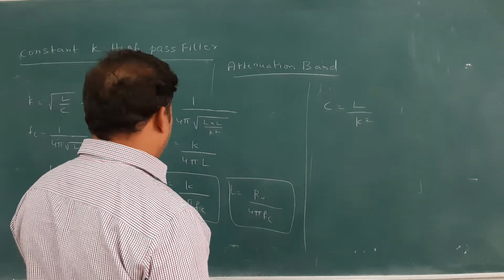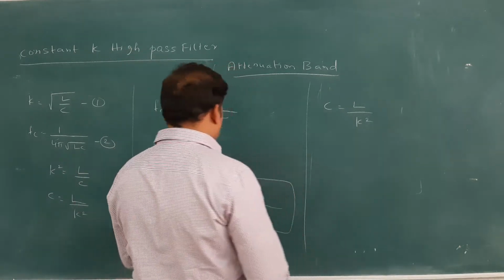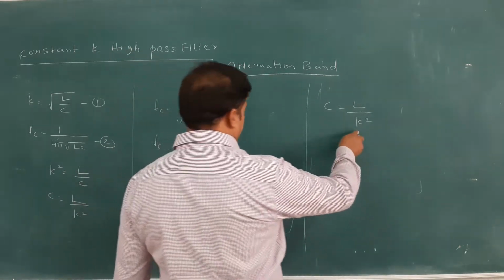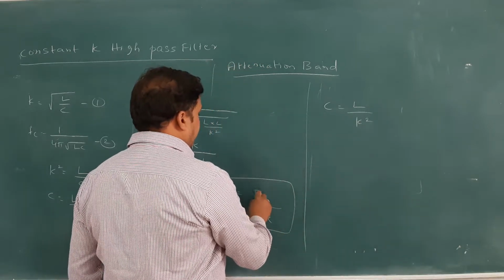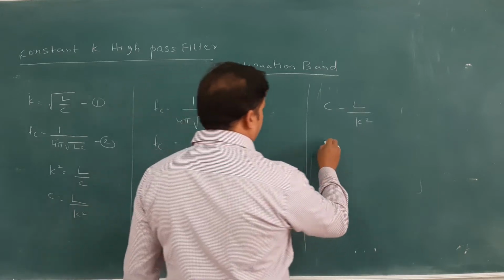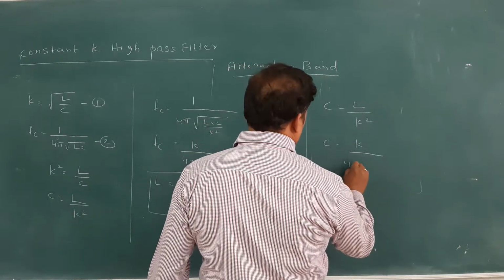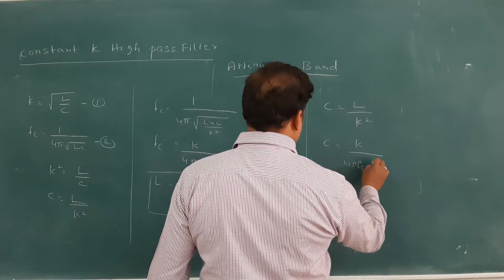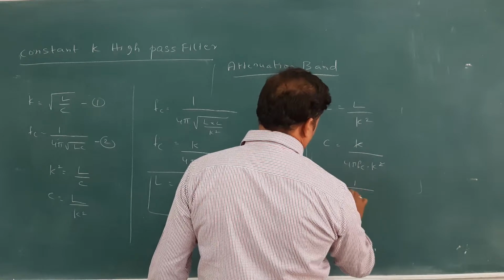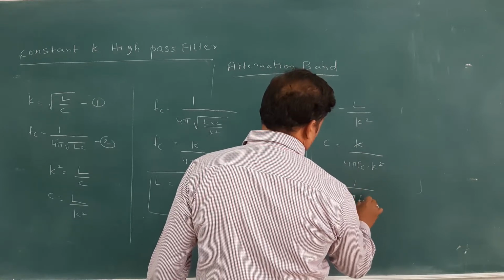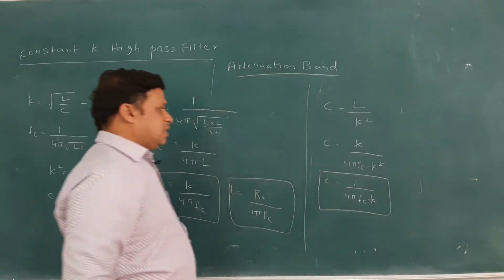Therefore, what is L value? L is equal to K by 4 pi Fc, or R naught by 4 pi Fc. So we are taking K here, so we will write in terms of K value only. K by 4 pi Fc into K square. So here K gets cancelled. 1 by 4 pi Fc into K. This is the value of capacitance.